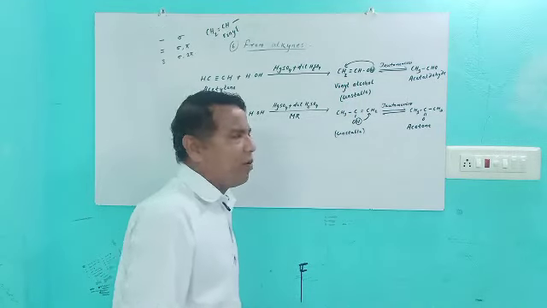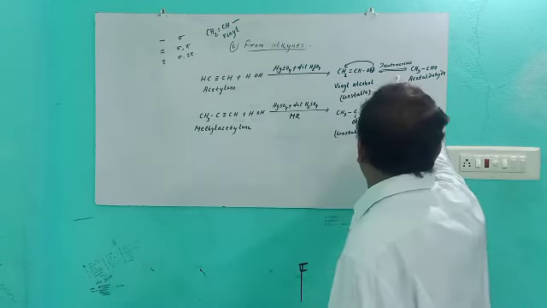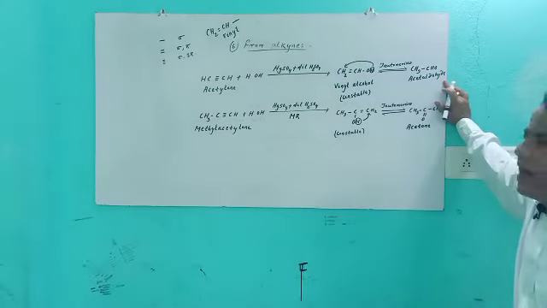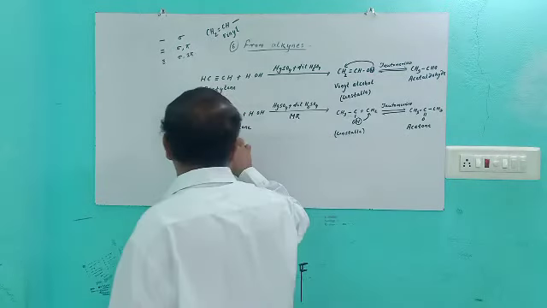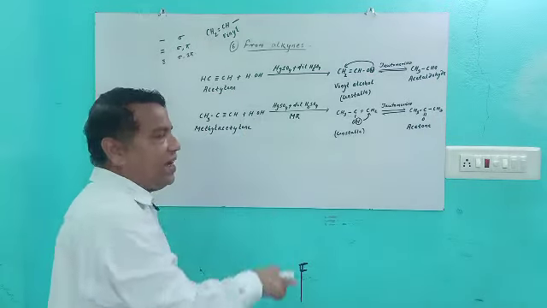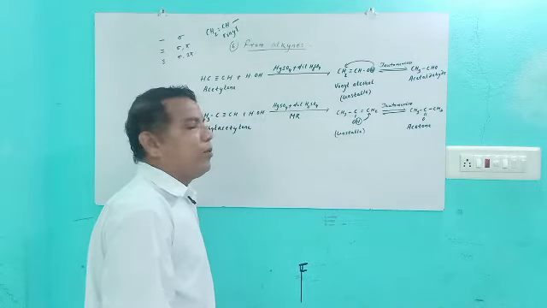vinyl alcohol is formed. Vinyl alcohol tautomerizes to form acetaldehyde. Similarly, acetone can be prepared when methyl acetylene is hydrolyzed in presence of acidified mercuric sulfate solution.